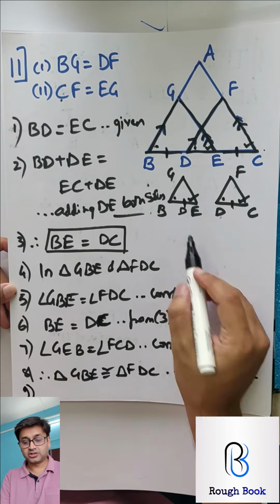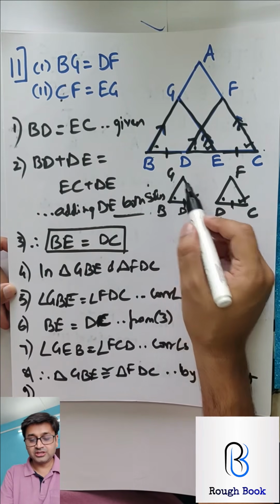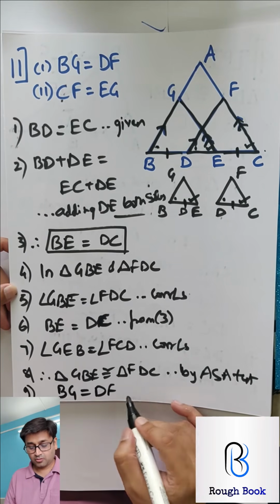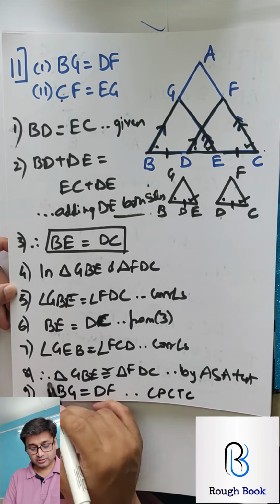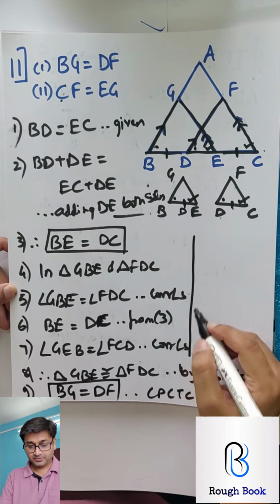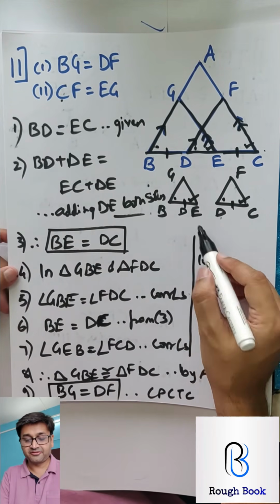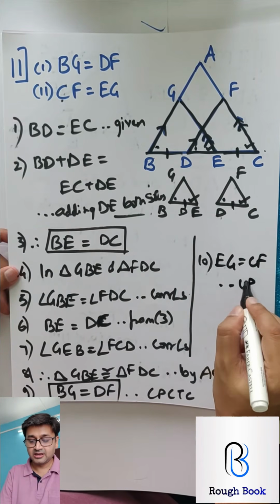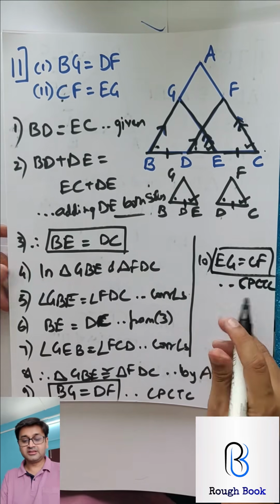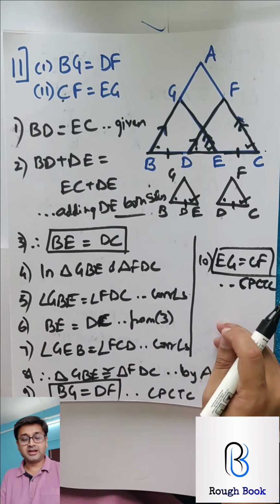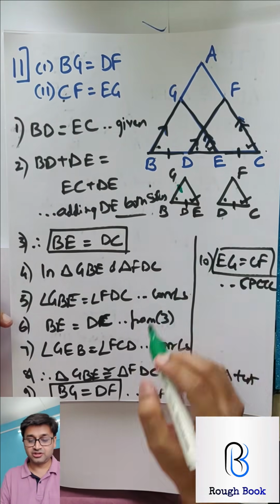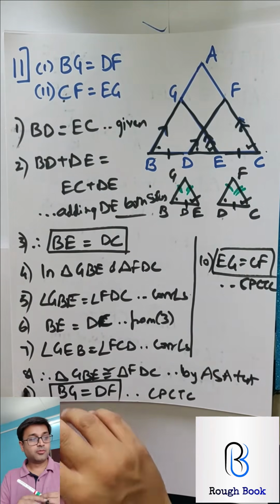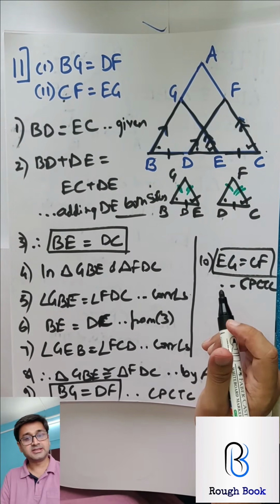Once I got the two triangles congruent, now I can say BG equals DF. Why? CPCTC. So I got my first part. Further, the second part is also direct. CF is equal to EG. Again why? CPCTC. Since the two triangles are congruent, automatically the other two parts of the triangle, GB equals FD and CF is equal to EG. Both are equal by CPCTC.